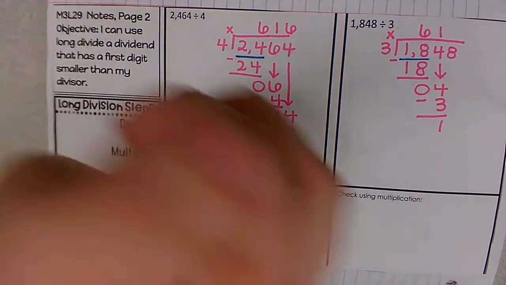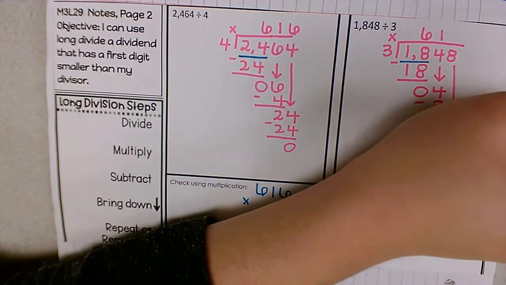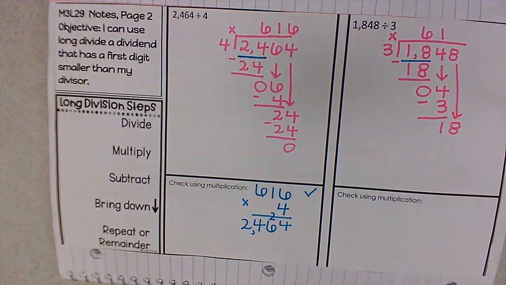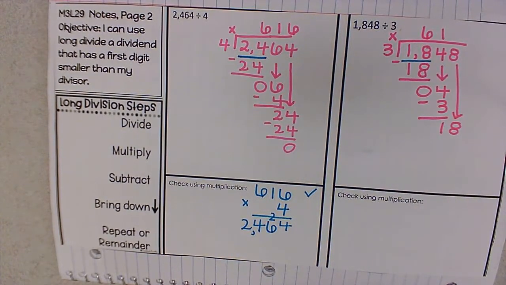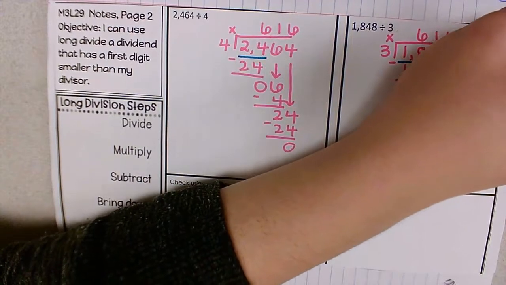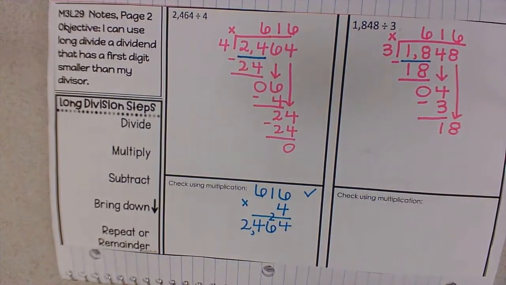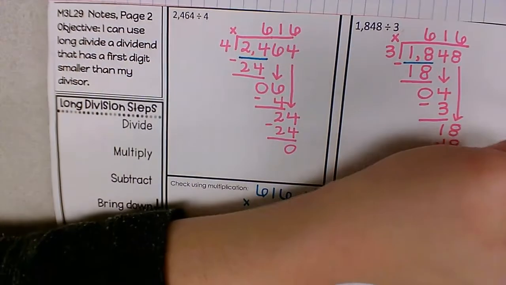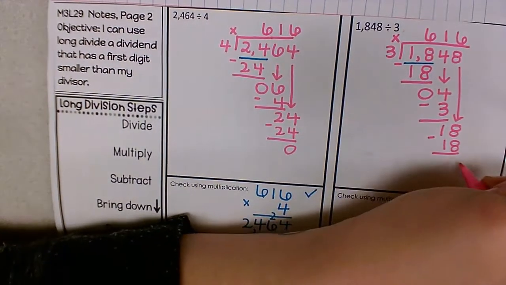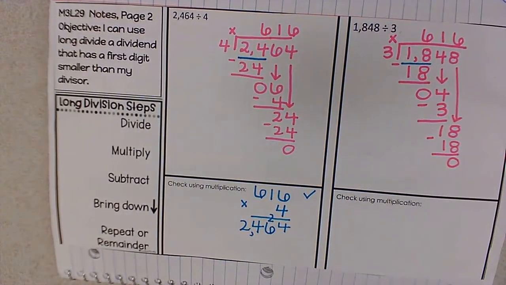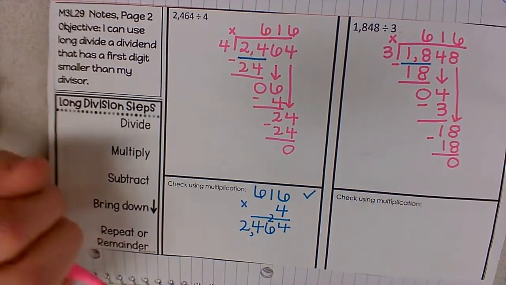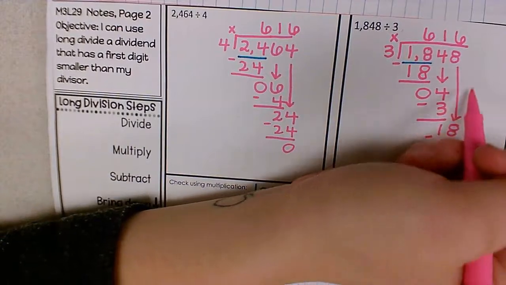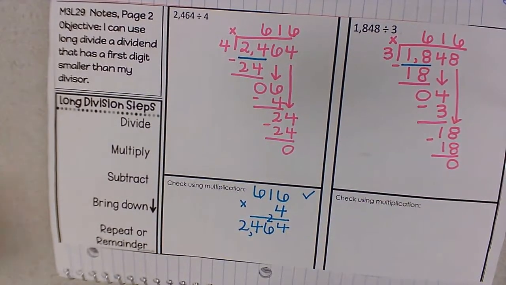Divide, multiply, and subtract. Bring it on down and bring it on back. 18 divided by 3. Again, we know that math fact. 18 divided by 3 is 6. Divide, multiply. 6 times 3 is 18. Divide, multiply, and subtract. 18 minus 18 is 0. Bring it on down, and there's nothing to bring down. So that's where we stop.